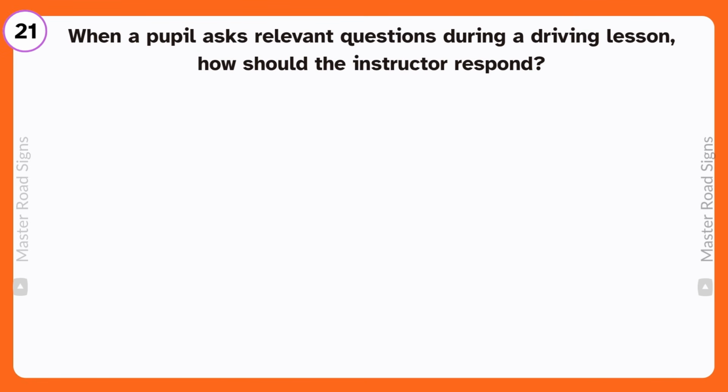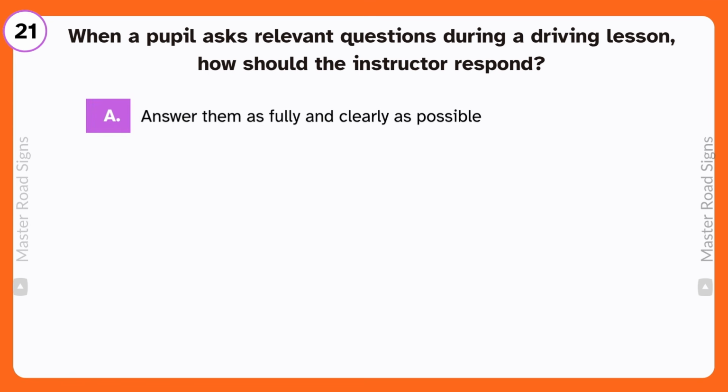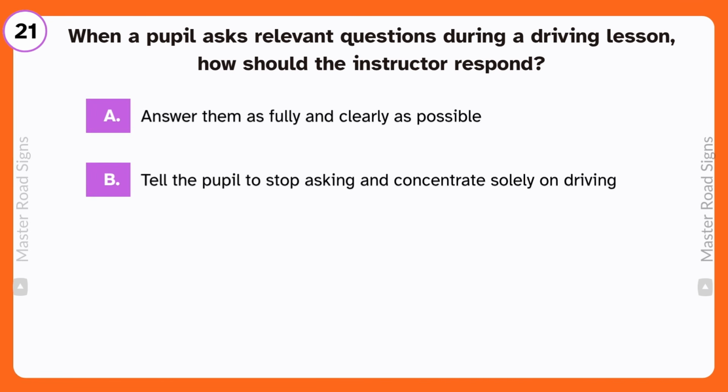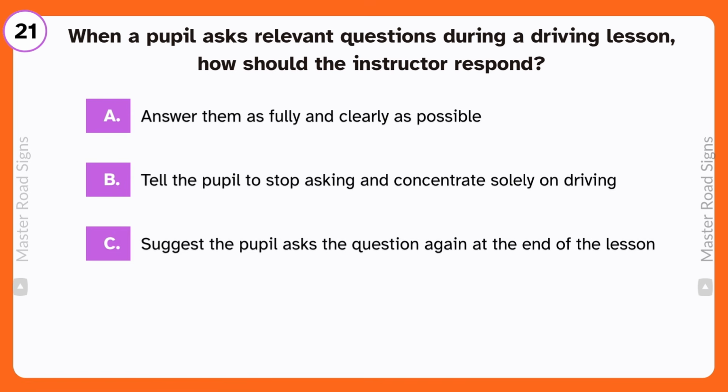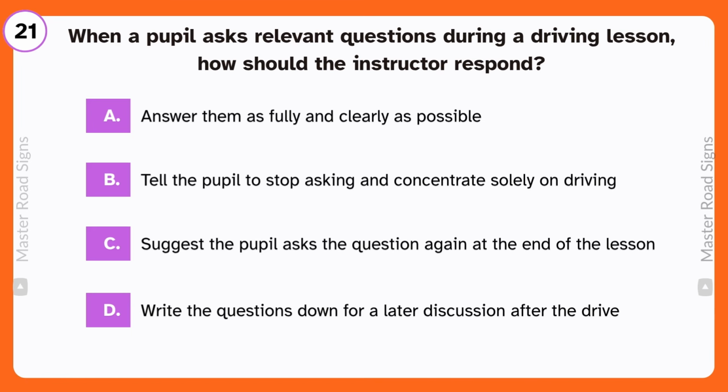Question 21. When a pupil asks relevant questions during a driving lesson, how should the instructor respond? Option A. Answer them as fully and clearly as possible. Option B. Tell the pupil to stop asking and concentrate solely on driving. Option C. Suggest the pupil asks the question again at the end of the lesson. Option D. Write the questions down for a later discussion after the drive.